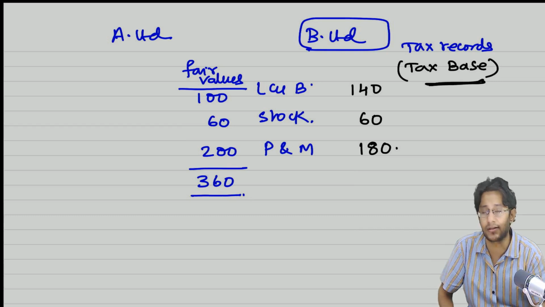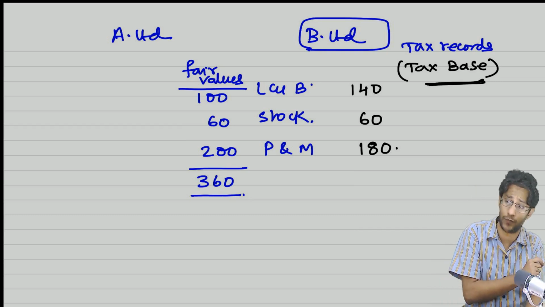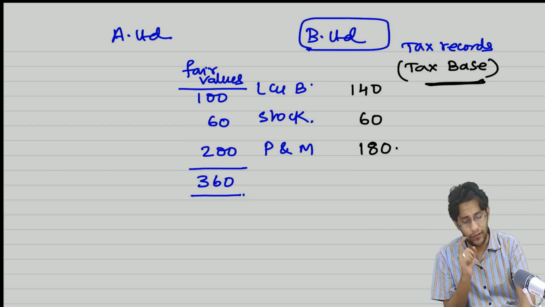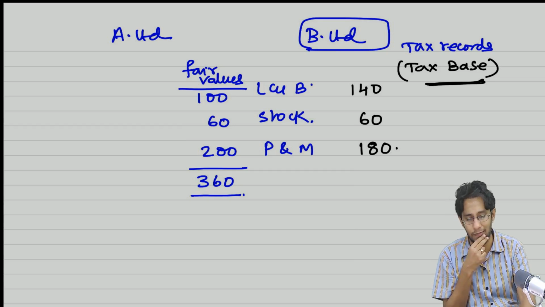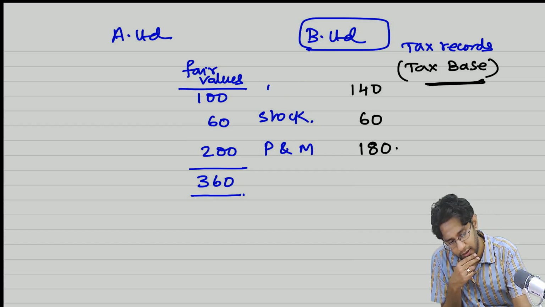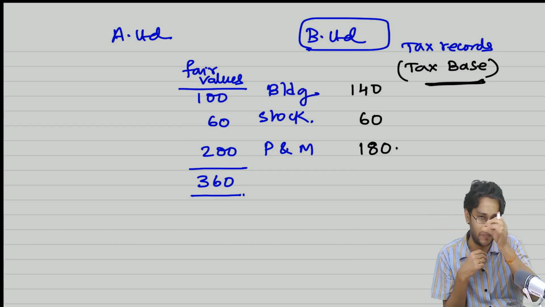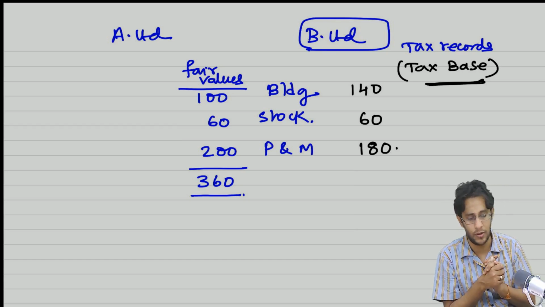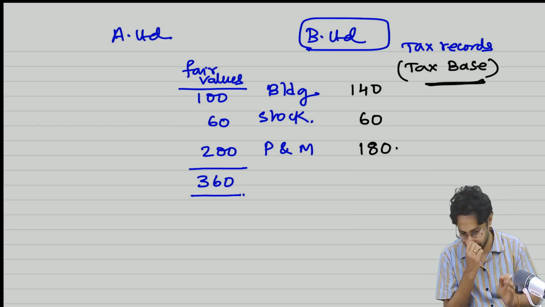That means in the tax records of B Limited, from the income tax point of view, these are the numbers. So in future, let's make it a simple thing: in respect of building, you can claim a 140 deduction, stock 60 deduction, and plant and machinery you can claim a 180 rupees deduction. But their fair values today are different.